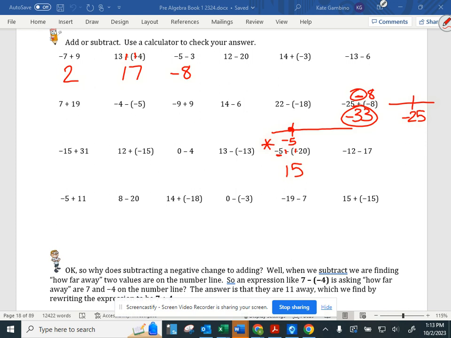So it's different than what we're used to doing. Keep in mind, adding and subtracting negative numbers changes things up, and you have to slow your roll and make sure you know what you're doing. That's why everybody should have that chart filled in, so we can refer back to that chart at the top of the page. So then we have a second page. Let's look at our second page.